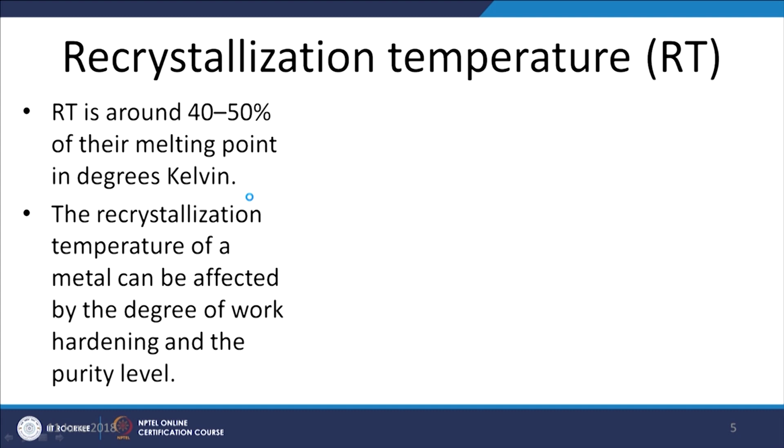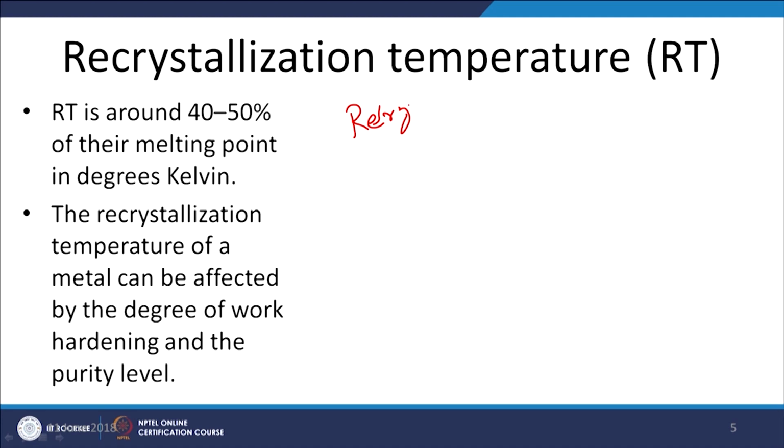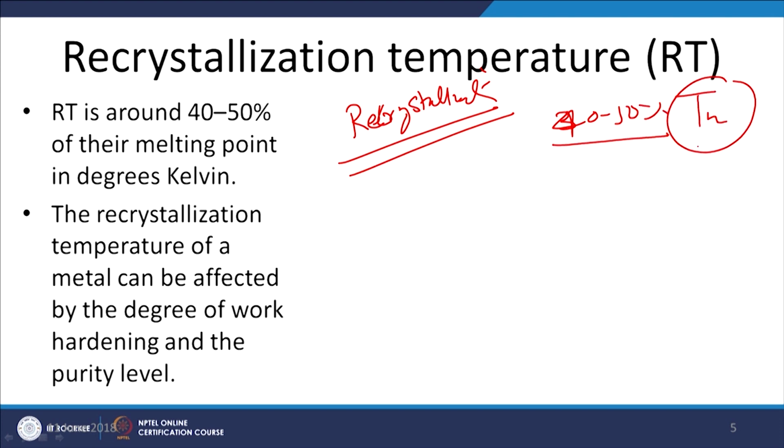So, at what temperature does such a change in the plastically deformed metal take place in the form of recrystallization? As we can see, the temperature at which a plastically deformed metal will recrystallize is found to be around 40 to 50% of Tm, where Tm is the melting point temperature in Kelvin. So, about 0.4 to 0.5 times the melting point of the metal is the temperature range in which the recrystallization of the metal will take place.